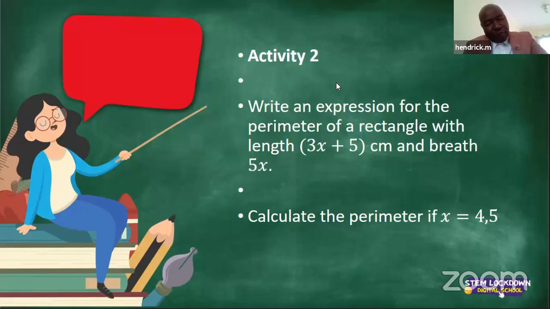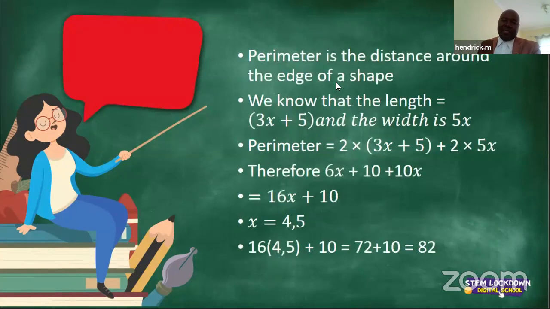Now I've given you the value of the variable, which is x, as 4.5. Now we need to substitute. So without any waste of time, I'm going to substitute. And this is how we proceed. As I've already indicated, I've said that the perimeter is the distance around the edge of a shape. We know that the length is given as 3x plus 5, and the breadth is 5x. The breadth or the width is the same thing. That is 5x. Now the perimeter.